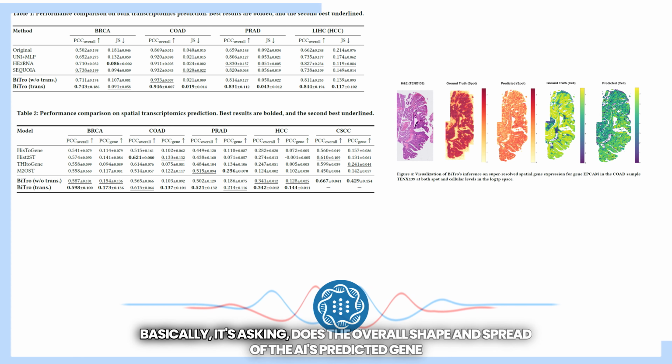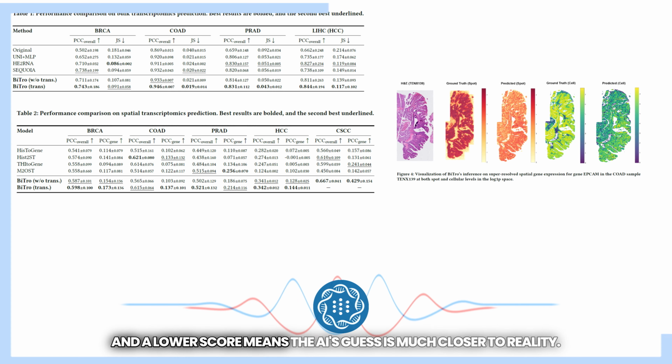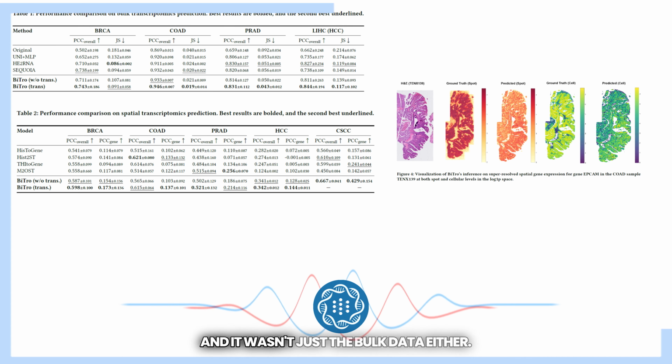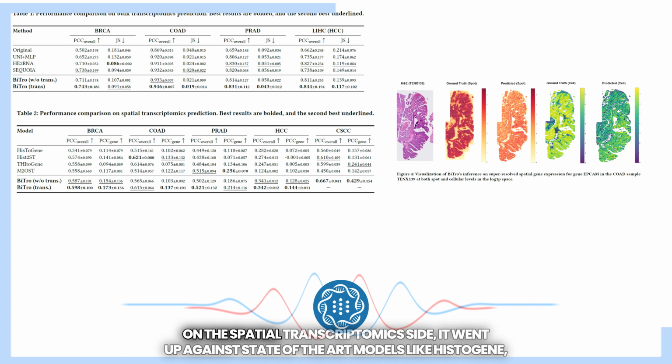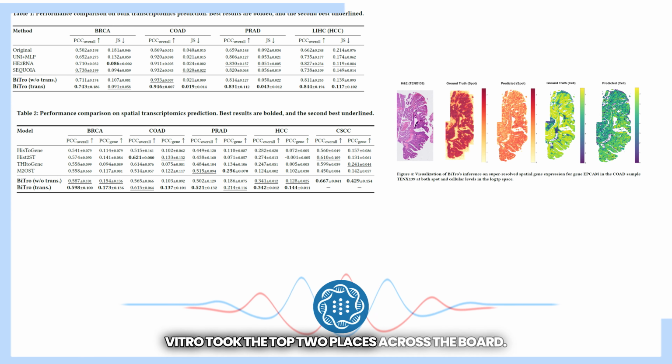Basically, it's asking, does the overall shape and spread of the AI's predicted gene expression match the real-world shape and spread of the patient's actual tumor? Oh, I see. And a lower score means the AI's guess is much closer to reality. BiTro consistently achieved the lowest divergence scores. And it wasn't just the bulk data either. On the spatial transcriptomics side, it went up against state-of-the-art models like histogene, His2ST, and M2AST. On the breast, liver, and squamous cell datasets, BiTro took the top 2 places across the board.